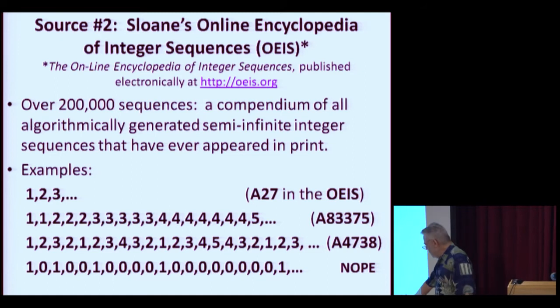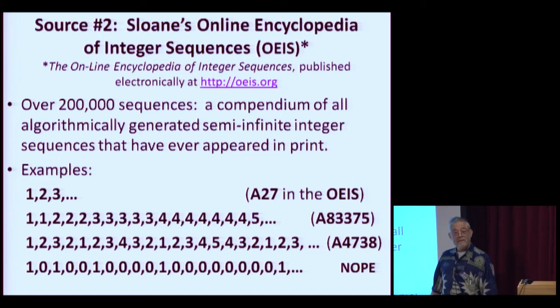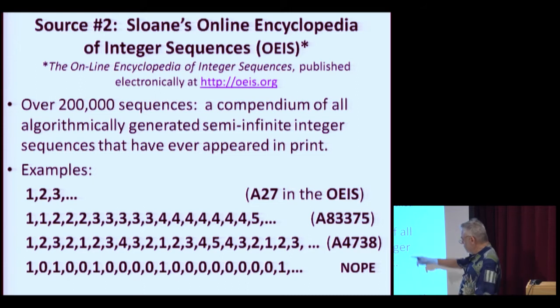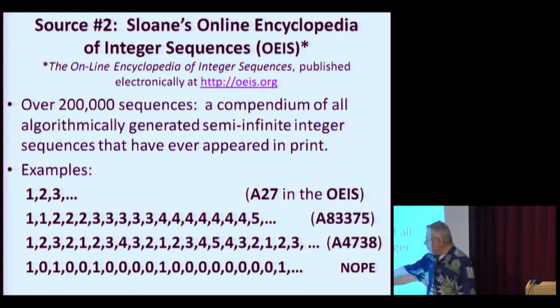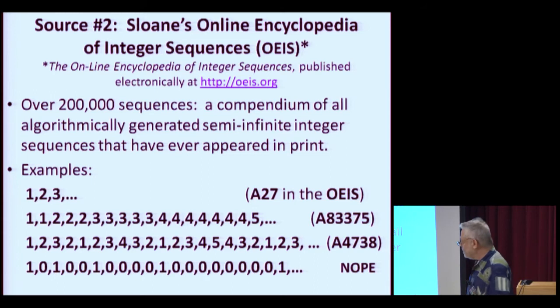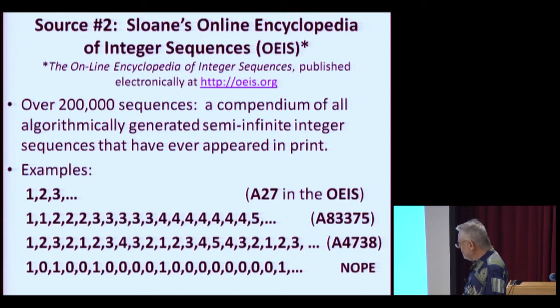So you look it up. It's amazing. You look it up, there it is, 83,375. It was put in after the second book, but long before it came to 1 2 3 2 1 2 3 4 3 2 1 2 3 4 5 4 3 2 1 2 3 4 5 6 5. There it is. So I had to work for a while to come up with an example for you that it's not there.